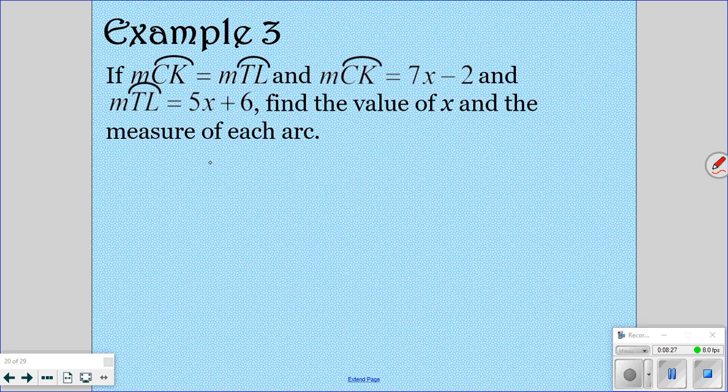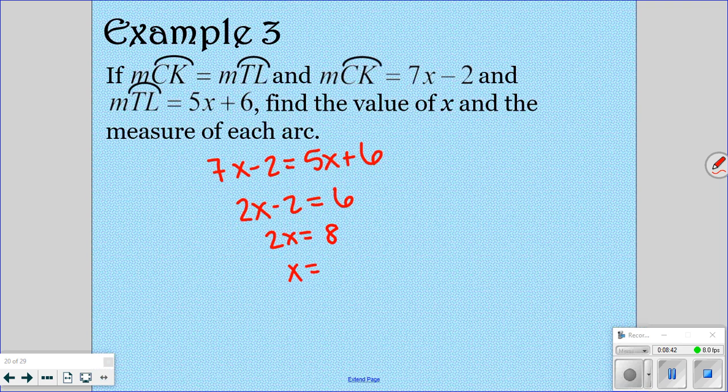Well, if they're equal to each other, we can just set 7x minus 2 equal to 5x plus 6. And then if we solve, we should get 2x minus 2 equals 6. So 2x would equal 8. And so x would equal 4. So that's your value of x.